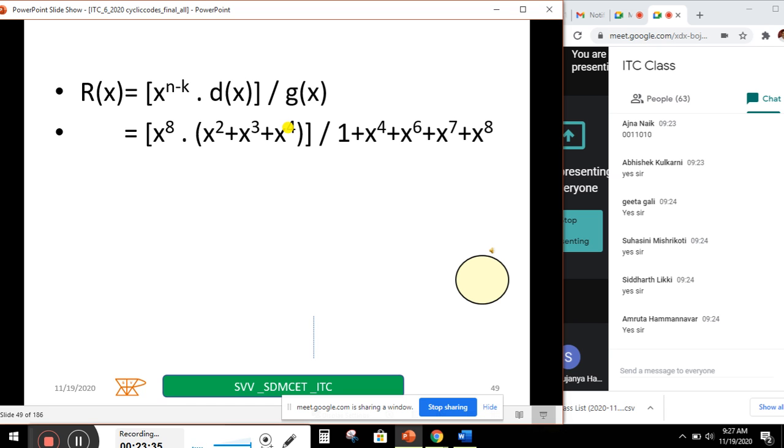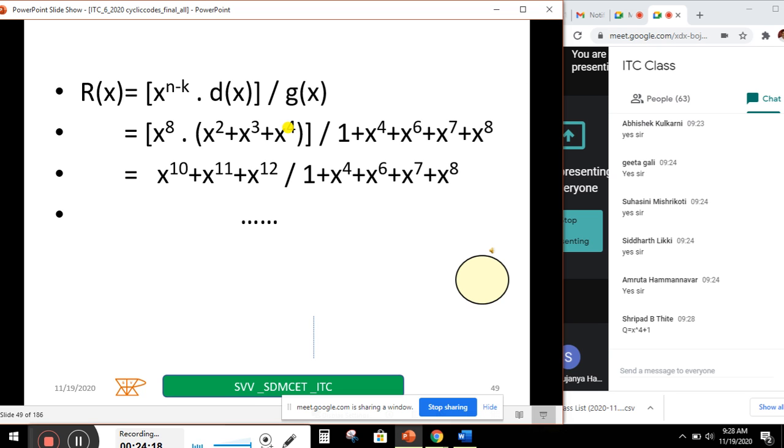D of x is given, x square plus x cube plus x raised to 4, whole divided by 1 plus x raised to 4, x raised to 6, x raised to 7 plus x raised to 8. Multiply so that you will get the answer x raised to 10 plus x raised to 11 plus x raised to 12 divided by 1 plus x raised to 4, 6, 7, 8. Then you rewrite with the higher degree first, and you can do the division. And you can share q of x and r of x in the chat box.